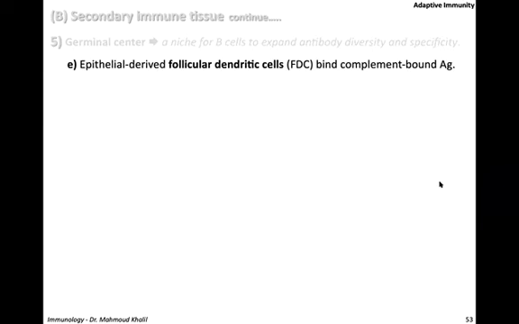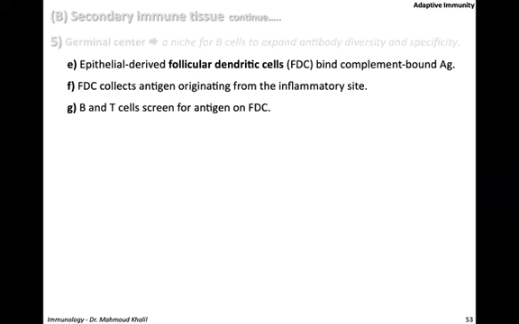So we have now, in the germinal center as well, epithelial-derived follicular dendritic cells. And actually, these are the antigen-presenting cells, and they can bind to the antigen as well. So these FDCs, or the follicular dendritic cells, actually originate, as we said earlier in the lectures, from the inflammatory site, because they can collect these antigens from these inflammatory sites and actually recruit and present these antigens to the T cells inside the secondary immune tissue.